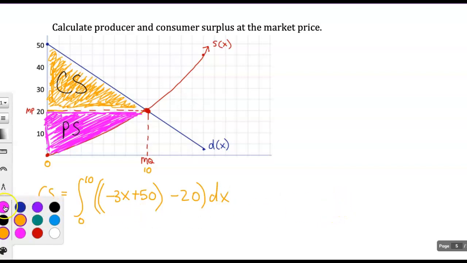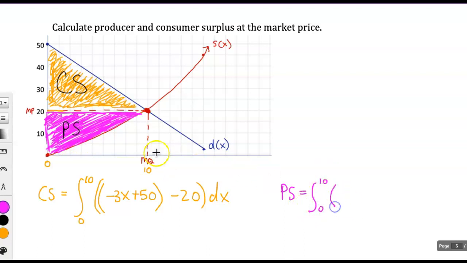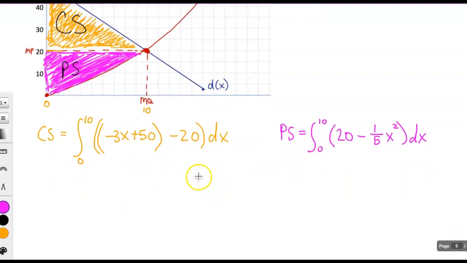Okay? Now, producer surplus's integral is equal to integrate from 0 to 10, because we're trying to find this pink area. So we'll integrate from 0 to 10 of the upper curve, which is the market price, so 20, minus the lower curve, which is the supply curve, so minus 1/5 x squared dx. Okay, so now that you have those set up, it's just about taking the integrals.